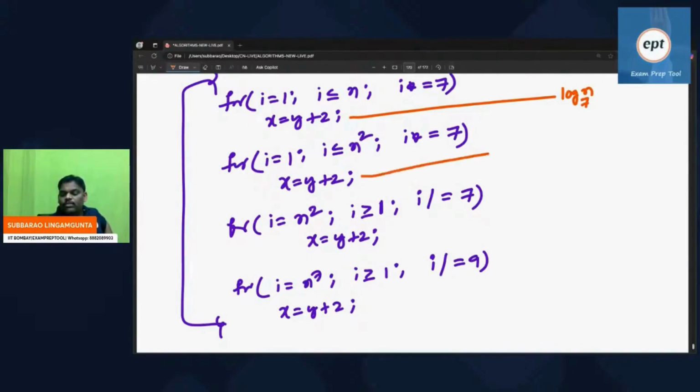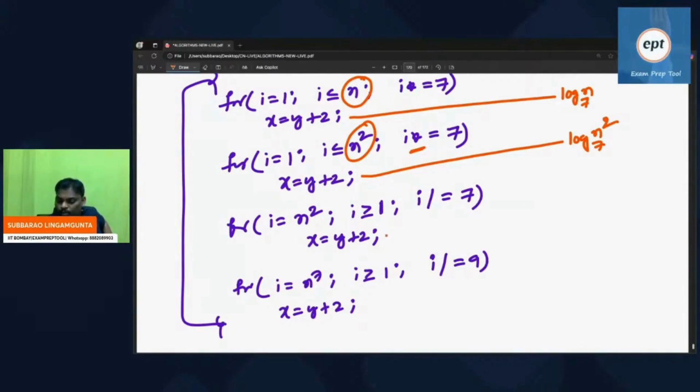Now listen, this one also is always multiplying by 7. It is also log n base 7. Remember, if n is there, log n base 7; if n square is there, log n square base 7.